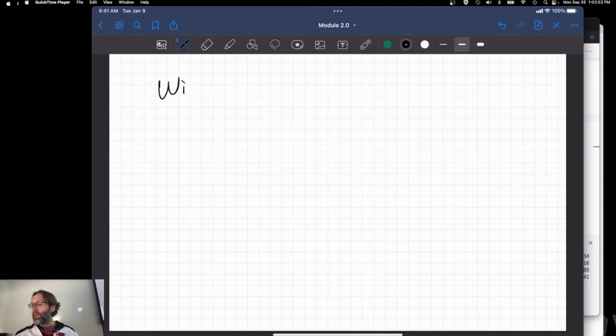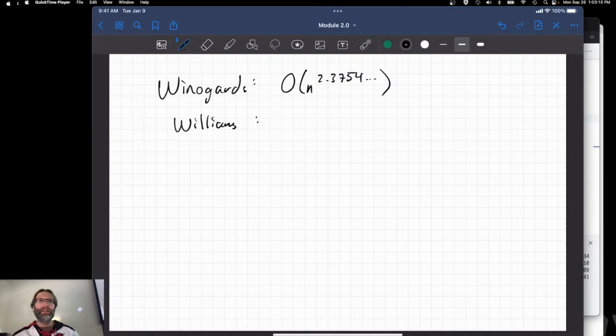The fastest one is, of course, Coppersmith-Winograd. And I'm not going to show you the identities or anything like that, but he improved it to order n to the 2.3755... And then Williams came along, and the exact same algorithm, but she made a better analysis of it and took it down to 2.3727, right? Which was considered huge.